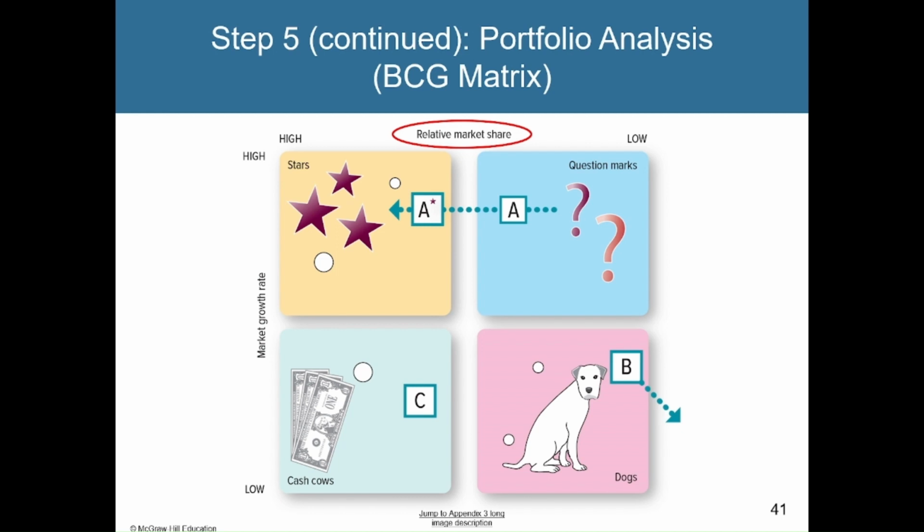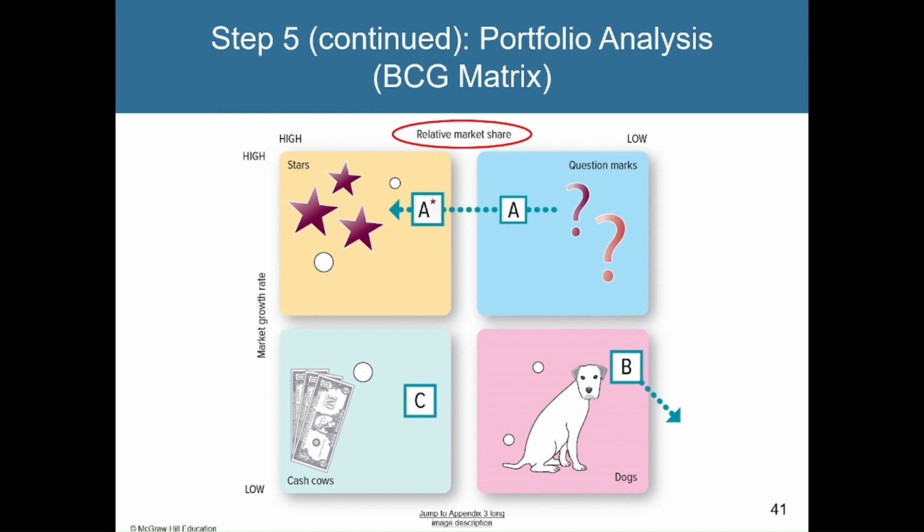On the horizontal axis, one factor is relative market share. So what is relative market share? We know that market share is the percentage of a market accounted for by a specific firm or brand. It is used to show the product's strength in a particular market. But here we have one more word, relative. So what does relative mean here?